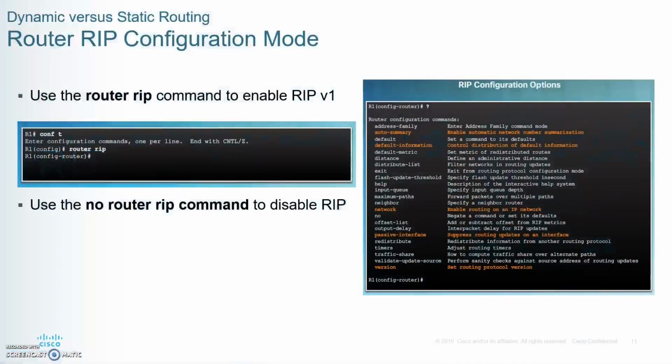Okay, now we will look at RIP version 2, how it works and how we configure it. To enable RIP, we run the command router rip in global configuration mode. Entering this command will enable RIP version 1 and the prompt will change to config-router. To disable RIP, we just run the command no router rip.